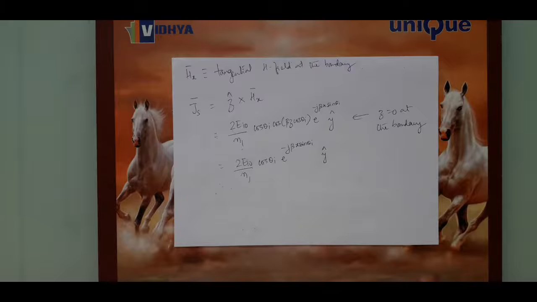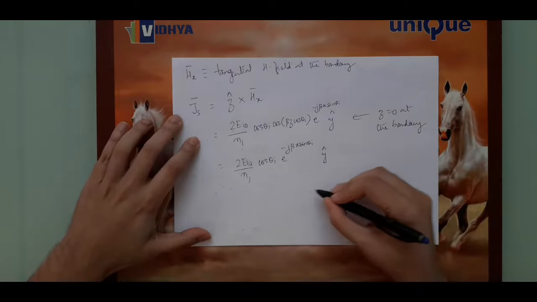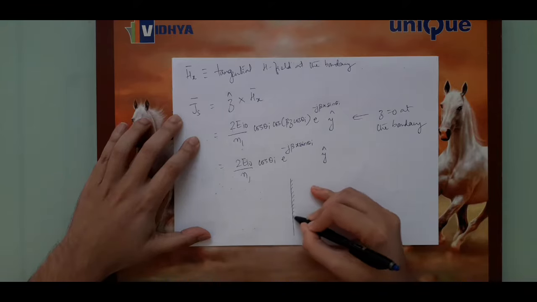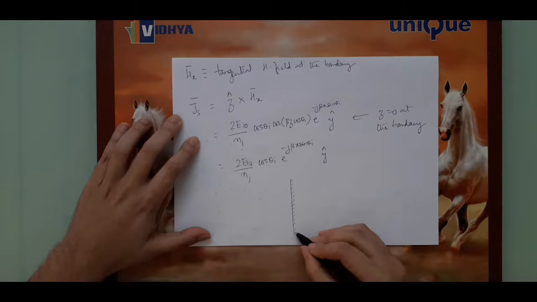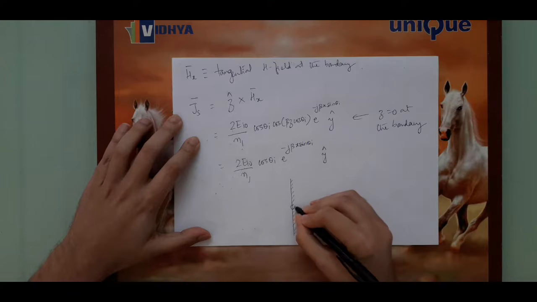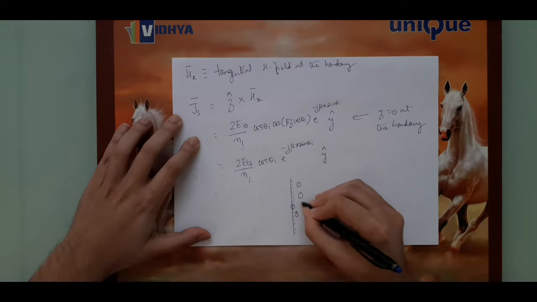So some surface current is induced along the y direction. It's like saying you have this metallic boundary, and some surface current will flow towards y. So y, as you know, is like this. So the Js will look like this.